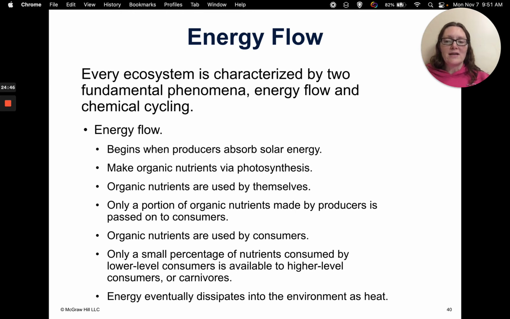And then the rest of that energy, 90% of the energy, is lost as heat. So energy eventually dissipates into the environment as heat. So the lower you are on the food chain, the more energy is available. This also explains why bigger animals like the whale can survive off of smaller things like krill, because krill are lower on the food chain and therefore contain more energy available. So smaller things on the food chain have more energy available because they have not lost as much.